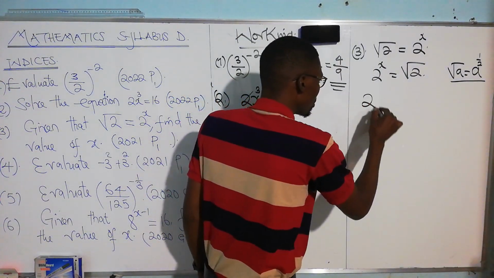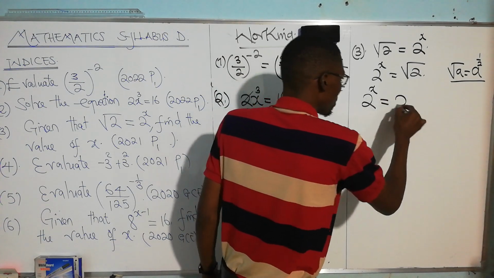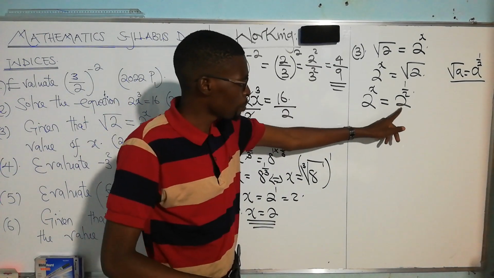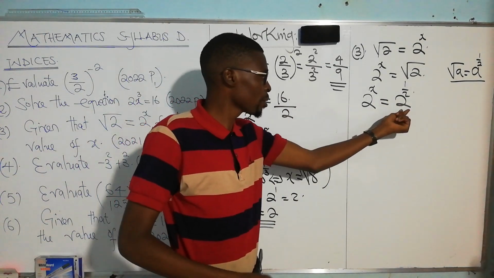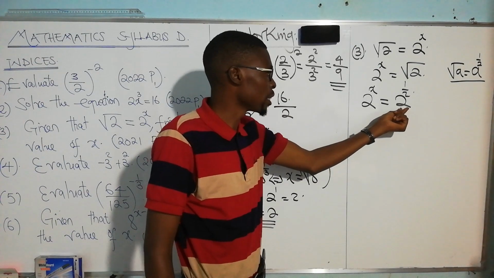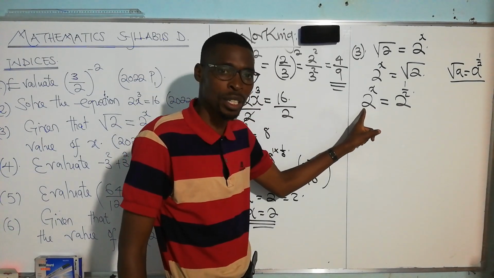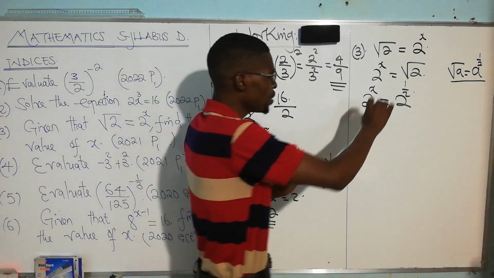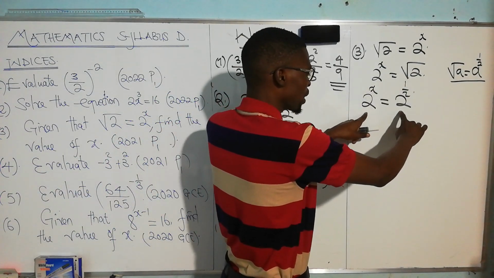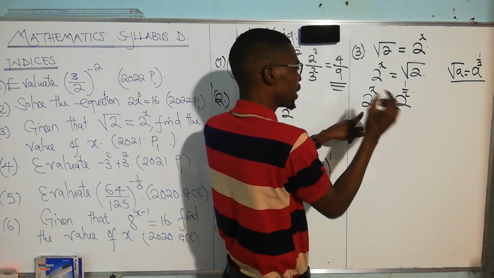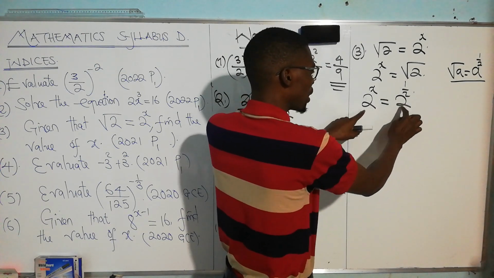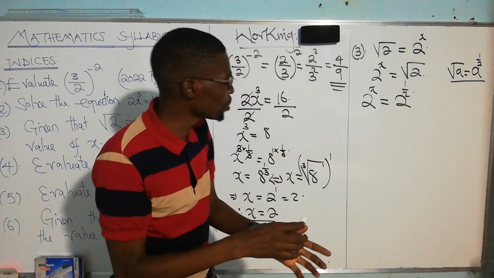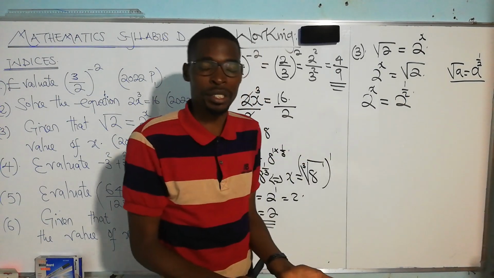So this is going to be 2 to the power x being equal to 2 to the power 1 over 2. Now you can see here that the bases are equal. The base on the right hand side of our equation is 2, and the base on the left hand side is also 2. Because of that, if 2 to the power x is equal to 2 to the power 1 over 2, and the bases are the same, this can only be true when the exponents are equal as well.